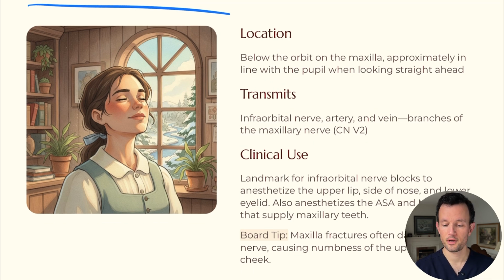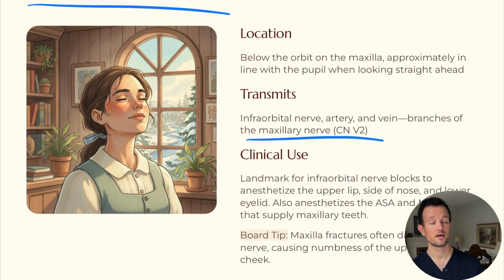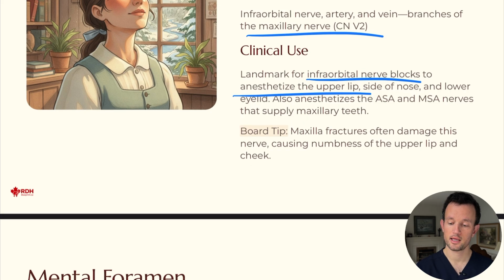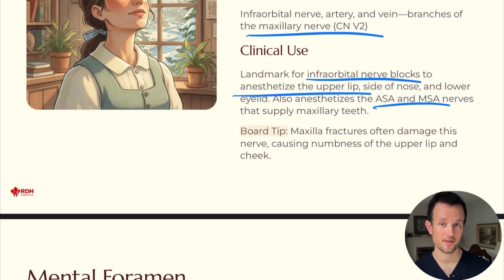So the infraorbital foramen contains, or is a window for, the maxillary nerve, CN 5, division 2, to go through. It's the landmark for the infraorbital nerve blocks to anesthetize the upper lip, side of the nose, and the lower part of the eyelid. And it gets you the ASA and MSA combined.